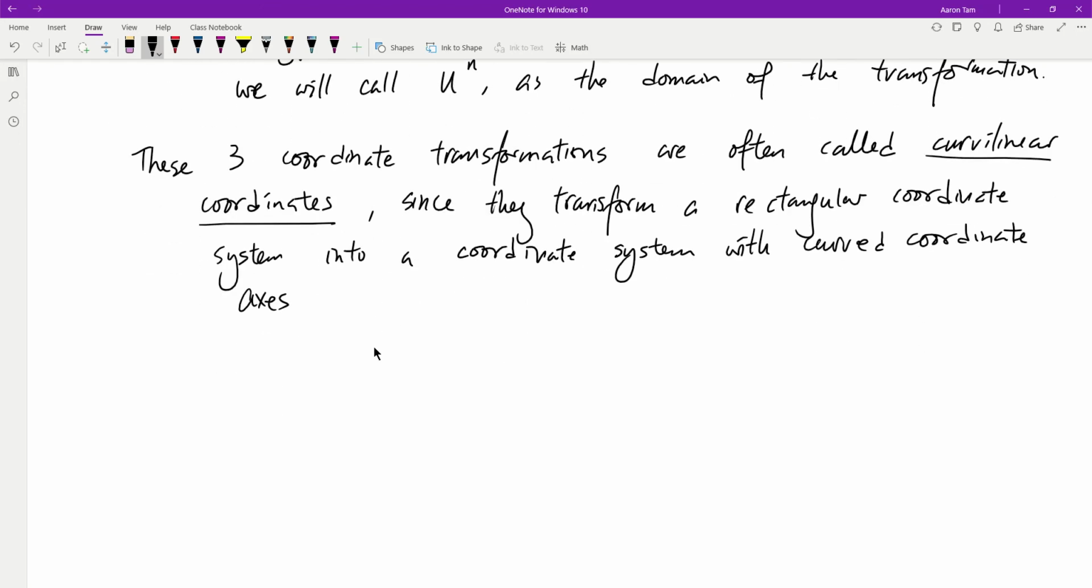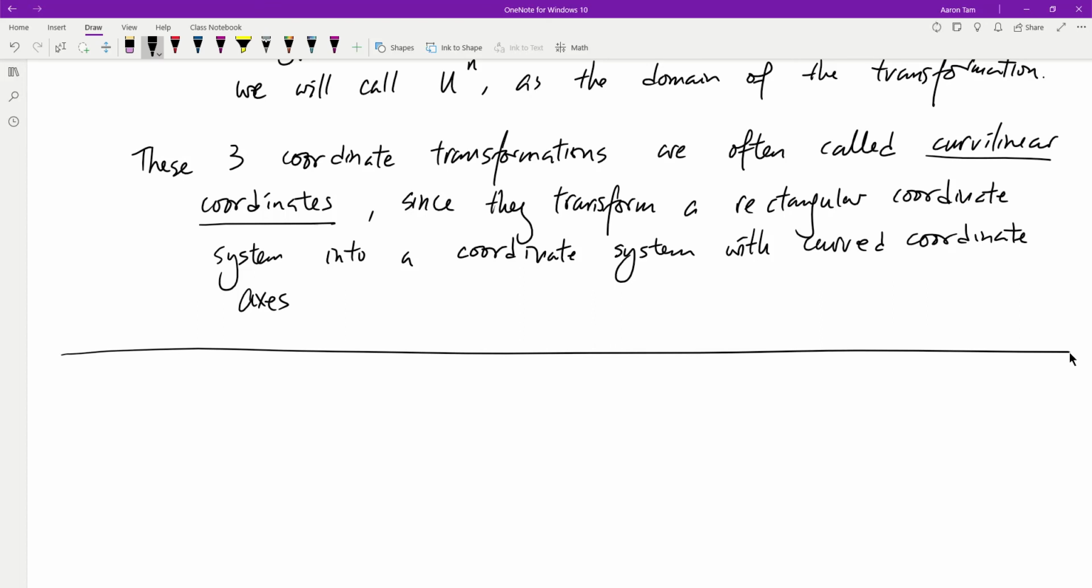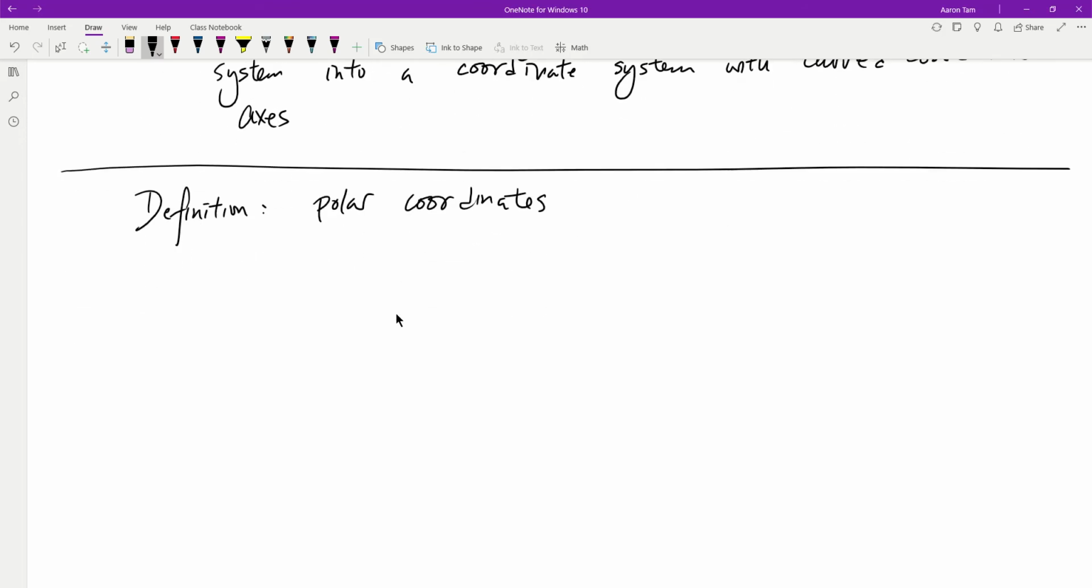So that's the reason why they're called curvilinear coordinate systems. We're actually going to start with one that you have already learned from R2, and that's called the polar coordinate system. Polar coordinates.